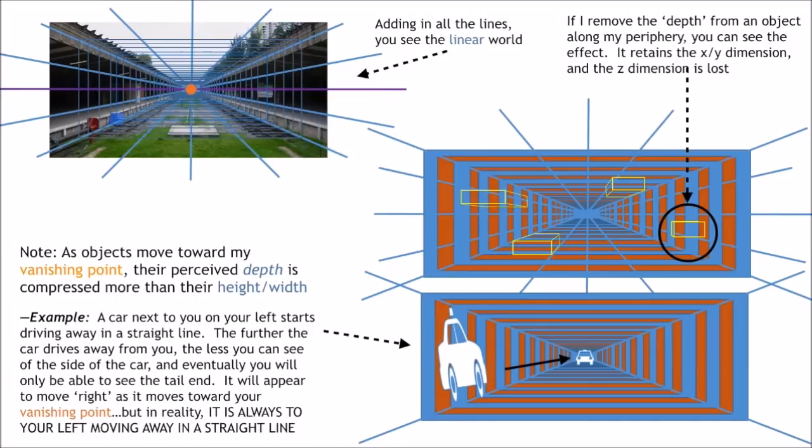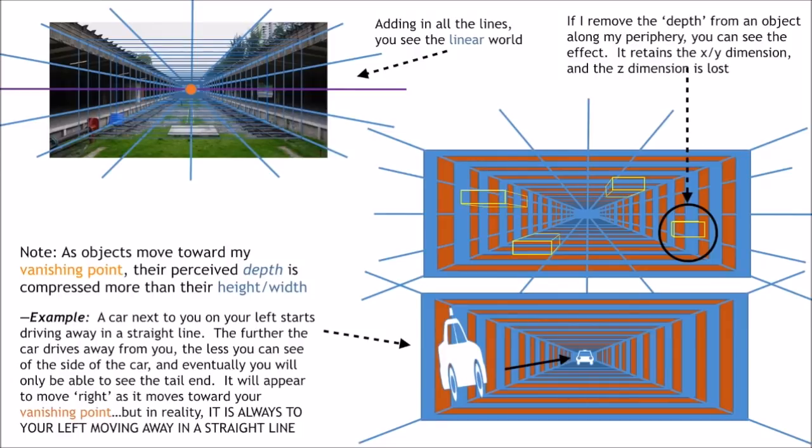So note, as objects move toward my vanishing point, their perceived depth is compressed more than their height or width are. So again, if something starts out to your left, like a car, it's going to have a certain amount of depth. But as that car gets further and further away, the amount of depth that you're going to see on that car is getting less and less, where essentially at some point you are only going to be seeing the back of the car.